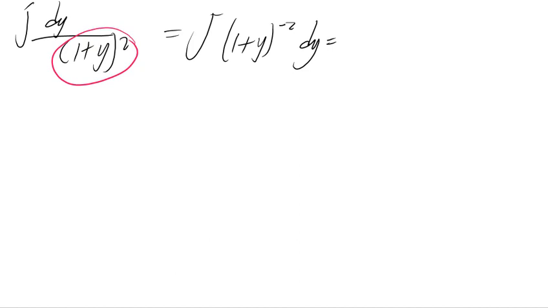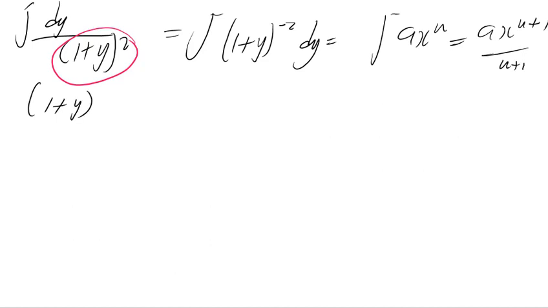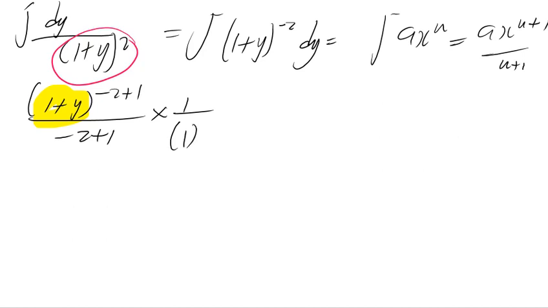So you're gonna integrate this as if you're doing a standard form. You're gonna do it like this, which will give you ax to the power n plus 1 over n plus 1. So you're gonna use this formula. So here you'll have 1 plus y to the power minus 2 plus 1 divided by minus 2 plus 1, times 1 over, remember when you do this you have to always multiply by the f prime. So our f of x is this one. That's your f of x. So you multiply by the f prime, you'll get 1, because when you differentiate 1 plus y, you'll get a 1.